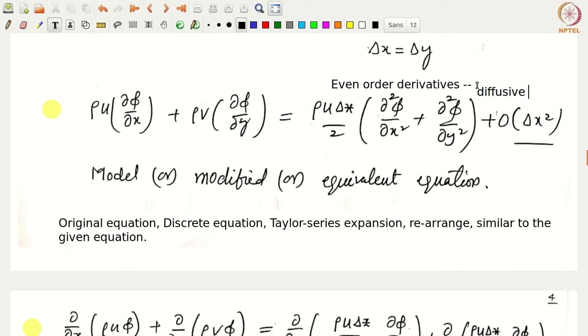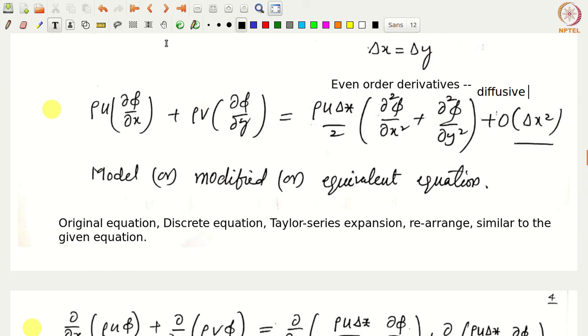So in the modified equation, if the derivatives are of the second order, fourth order, sixth order, and so on, then that scheme can be called a diffusive scheme, right? It produces diffusion. Now, what will be the order of accuracy of this method? Order of accuracy is, of course, first order, because this is the truncation error, right? That means this is order delta x. So the method is first order accurate, but it is diffusive.